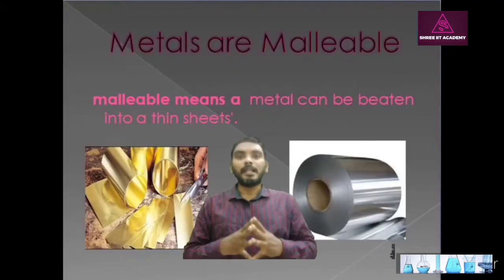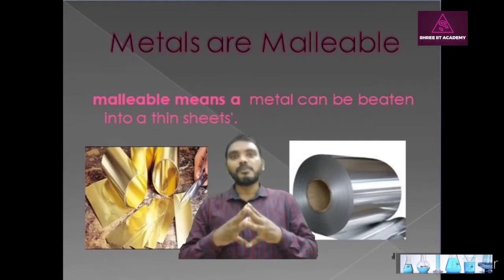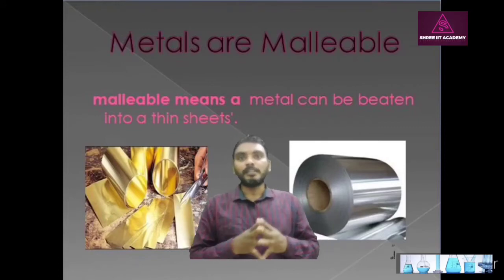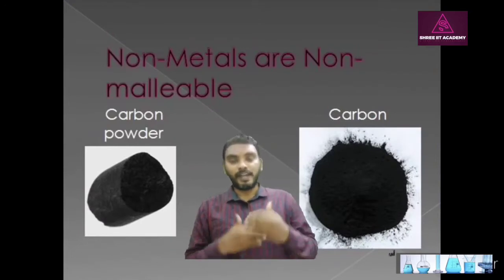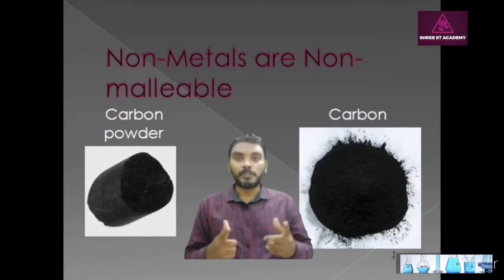Here, metals are malleable in nature. Malleable means they can be beaten into thin sheets. Here we are observing aluminum and gold foils, how they are made into thin sheets. If you go to the non-metals, they are non-malleable in nature. That means if you try to make sheets, they will turn into powder.